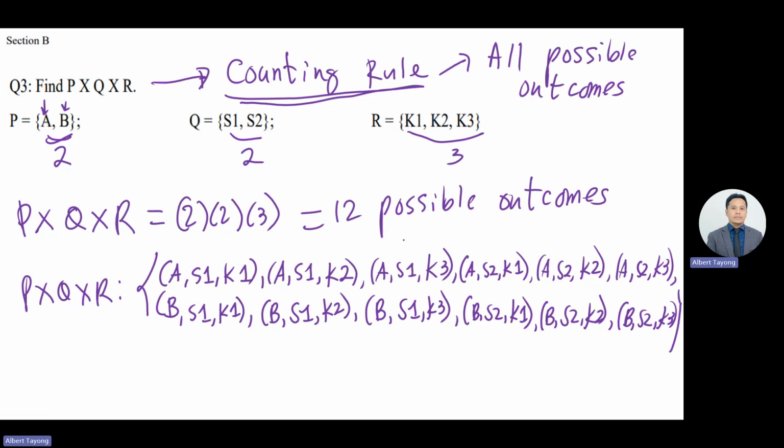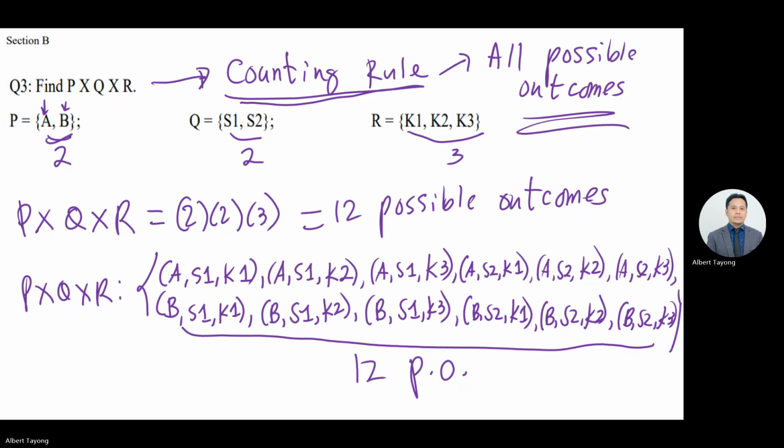So as you can see, we have 12 all in all, 12 pairs, 12 possible outcomes. That's the answer. The last one is BS2K3.